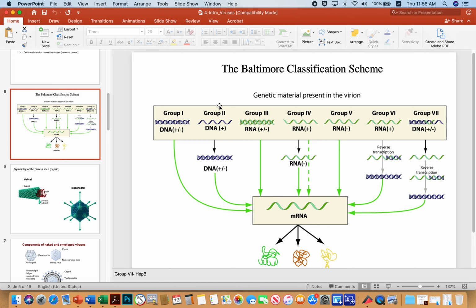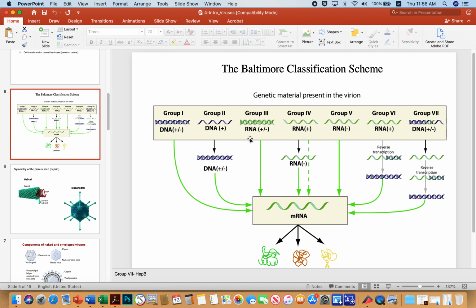The group 2 viruses are single-stranded plus stranded DNA viruses. And so the first thing that they have to do is make the complementary minus strand. So they have a transient double-stranded DNA intermediate. And then this can be used to encode messenger RNA, and then the messenger RNA can be translated into proteins.